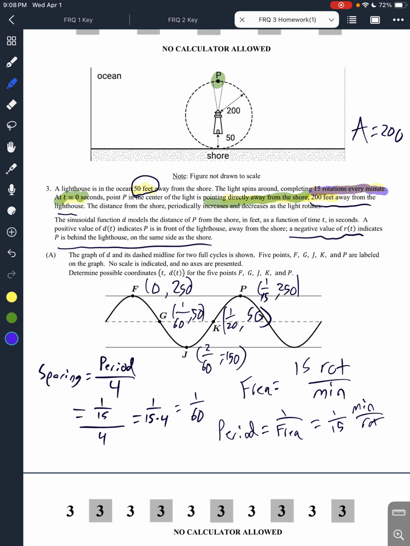Next one, instead of 2/60, we could make that 1/30. 1/60 is already fully simplified. If you're not comfortable simplifying fractions, you don't need to worry about that. They will take the unsimplified versions.